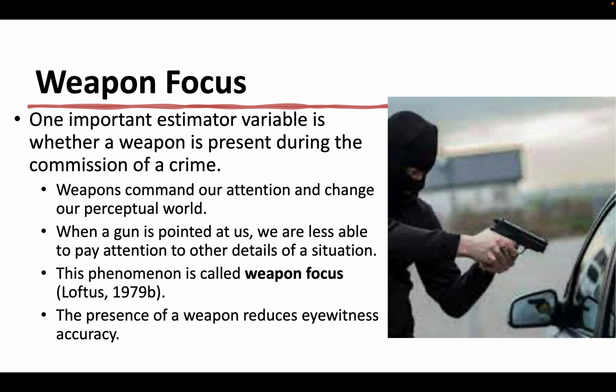One important estimator variable is whether a weapon is present during the commission of a crime. Weapons command our attention and change our perceptual world. When a gun is pointed at us, we are less able to pay attention to other details of a situation. This phenomenon is called weapon focus. The presence of a weapon reduces eyewitness accuracy.